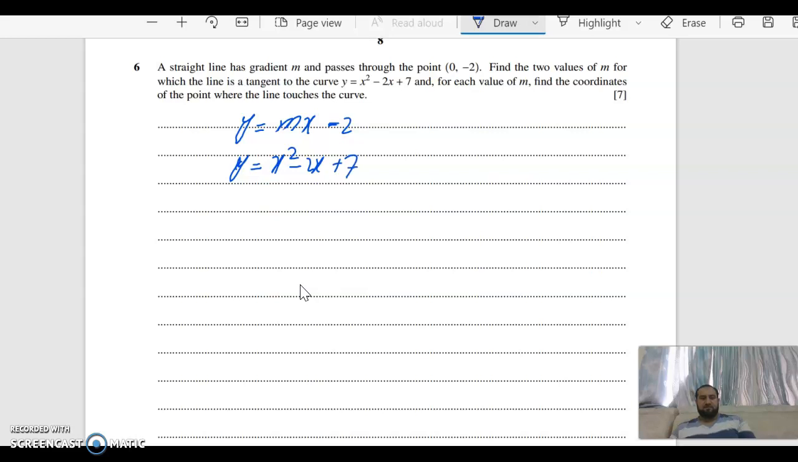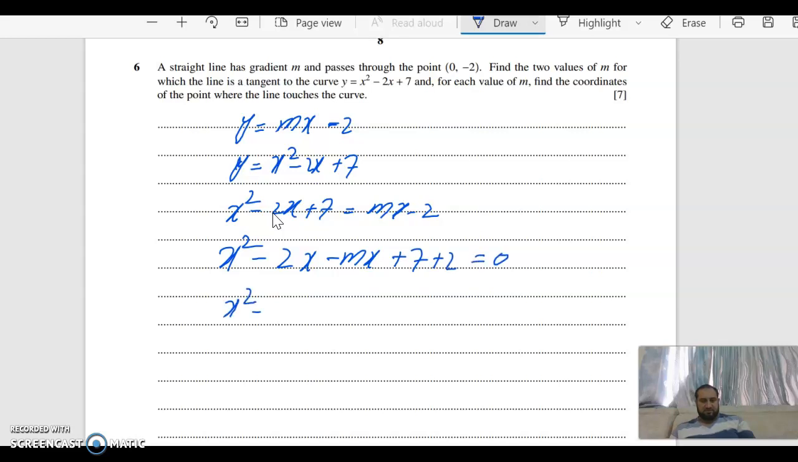Now it says find the two values of m for which the line is tangent to the curve, and for each value of m find the coordinates of the point where the line touches the curve. So we need to set these two equations equal to each other. This will be x squared minus 2x minus mx plus 7 plus 2 is equal to 0. So x squared minus (2 plus m) times x plus 9 is equal to 0.